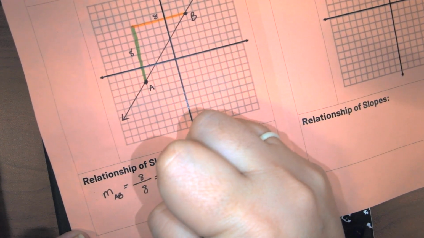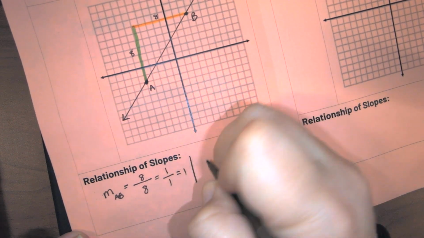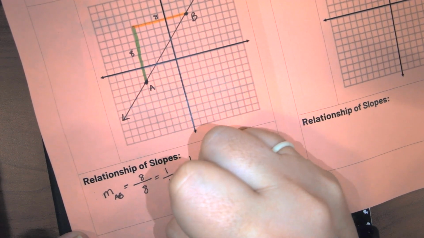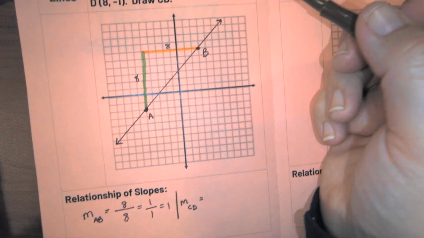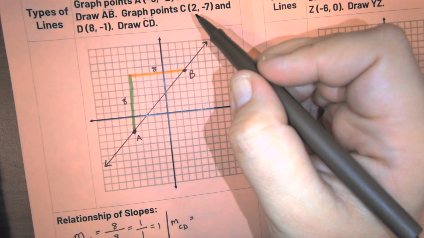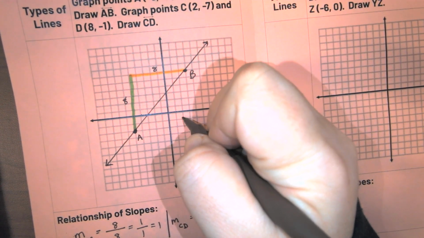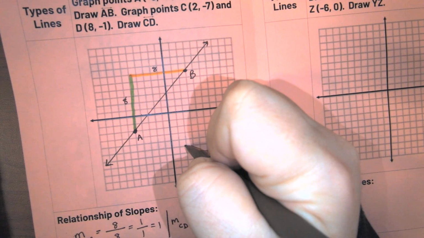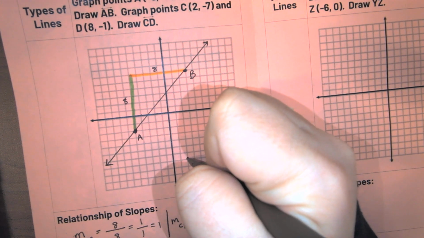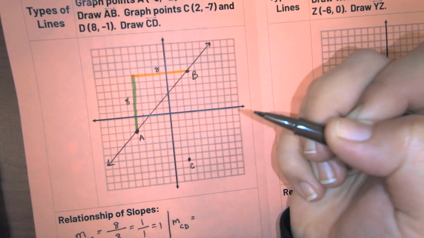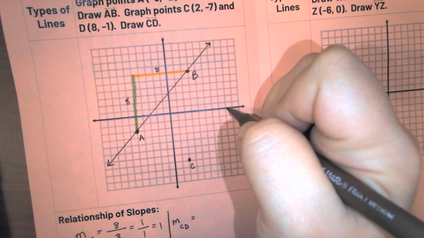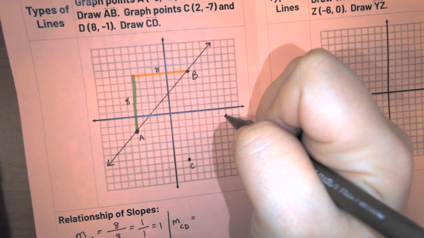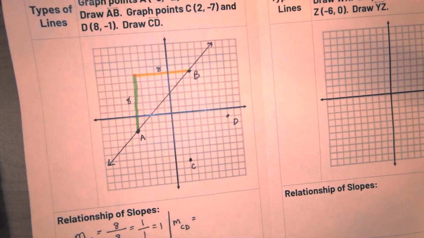Then I'm going to find the slope of my next line, which I'm going to write down here, the slope of CD. So I have to actually graph them. C is (2, -7), so I'm going to go to the right 2 and then down 7 and make a C. And then D is (8, -1), so you're right here. Then I'm going to connect these and make a line.